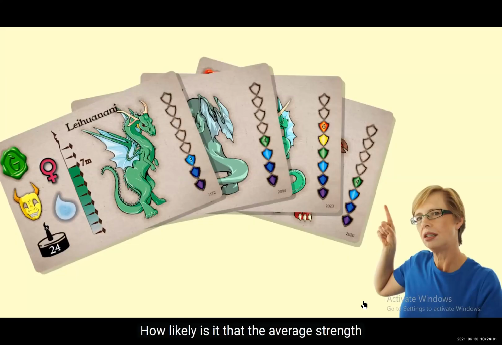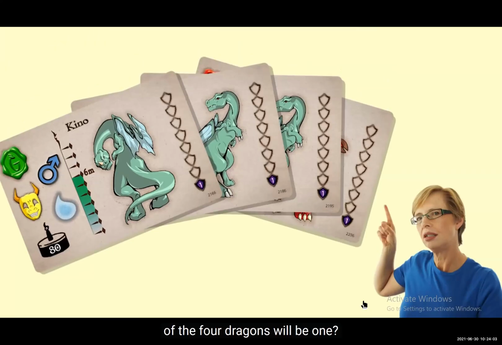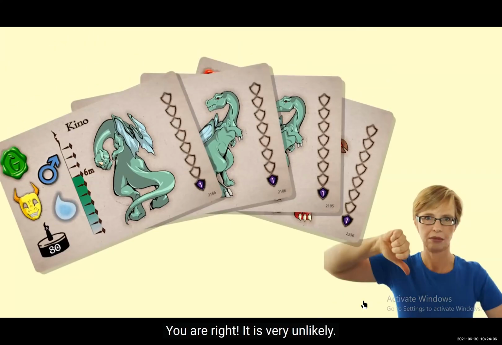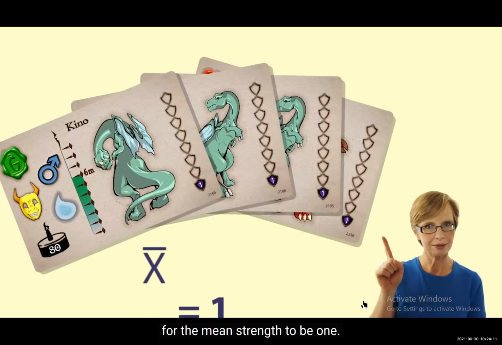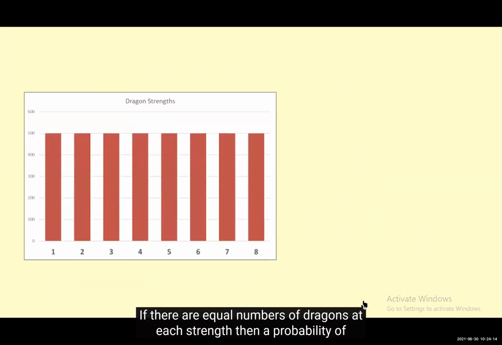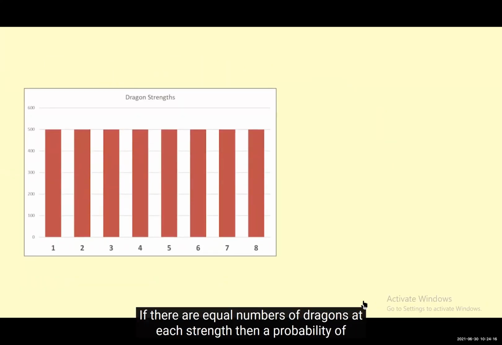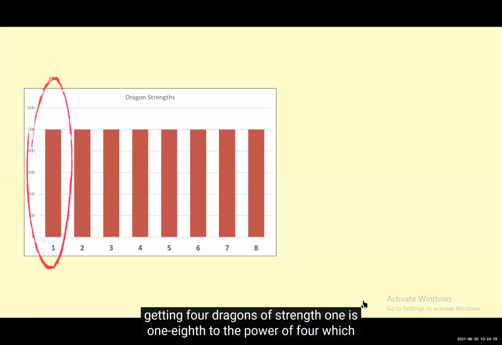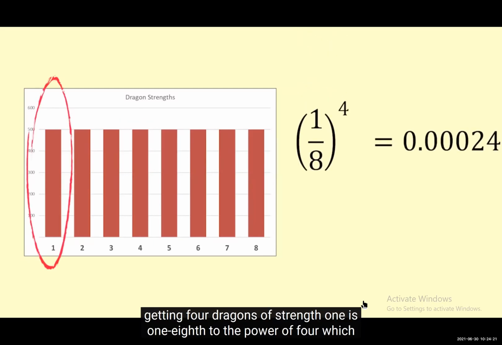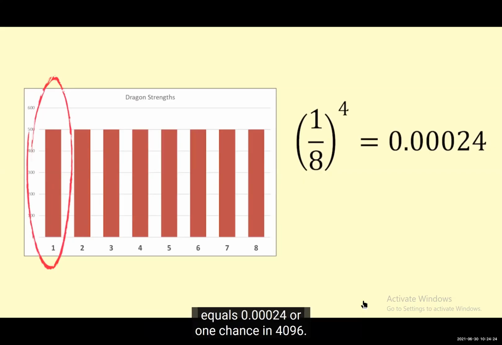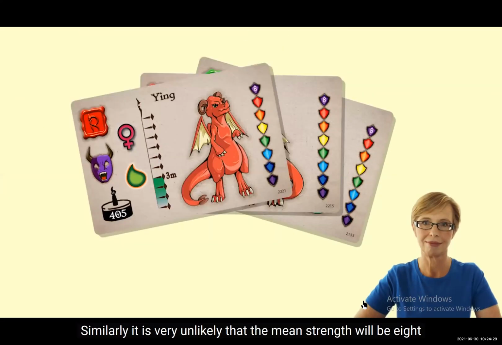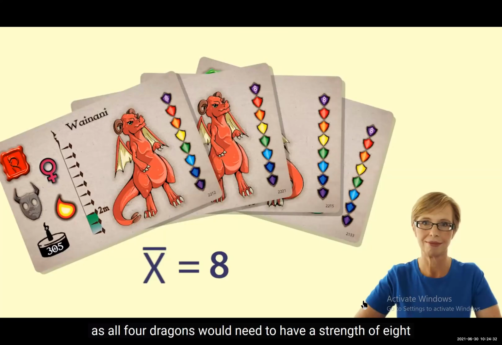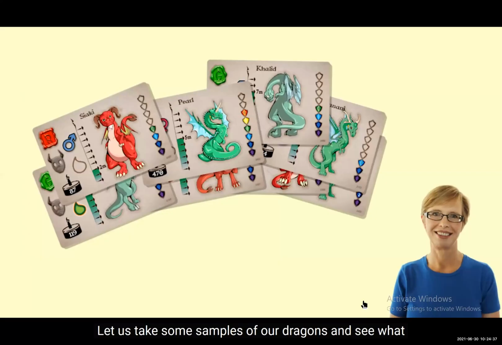How likely is it that the average strength of the 4 dragons will be 1? You are right, it is very unlikely. All 4 dragons would need to have a strength of 1 for the mean strength to be 1. If there are equal numbers of dragons at each strength, then the probability of getting 4 dragons of strength 1 is 1/8 to the power of 4, which equals 0.00024, or 1 chance in 4,096. Similarly, it is very unlikely that the mean strength will be 8, as all 4 dragons would need to have a strength of 8.